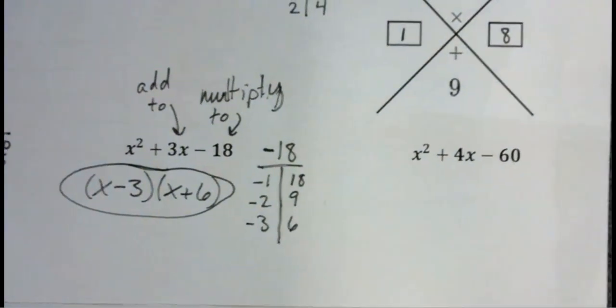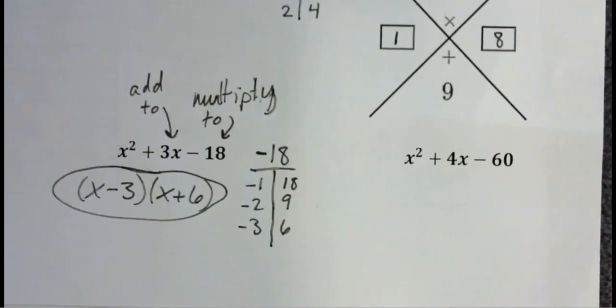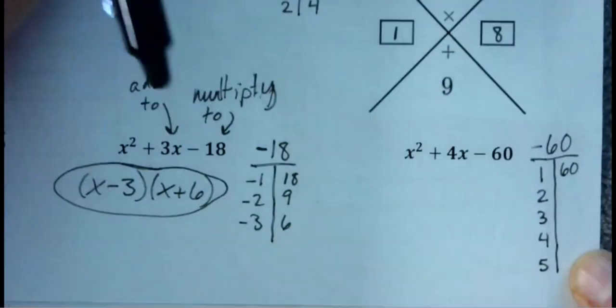All right, I'm gonna pause for a second, and I'm gonna give you guys a second to figure out these factors. So what we're doing, I'm gonna take -60, and you're gonna just start 1 and 60, 2, 3, 4, 5, and figure out what all these factors are.